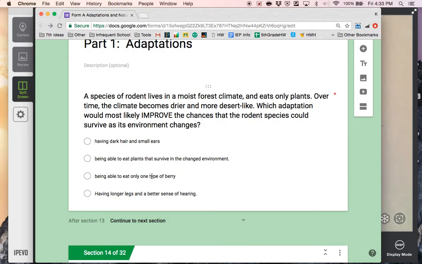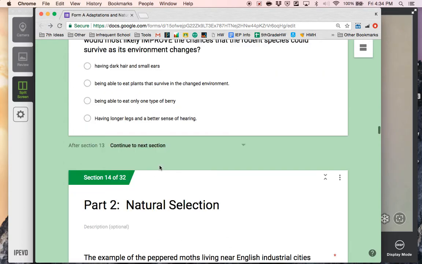If you can only eat one type of berry, that berry gets wiped out, you're dead. What about having longer legs and better sense of hearing? I don't think that has to do anything with the desert climate, so I'm going to say no to that one. So it looks like we got this second option here.